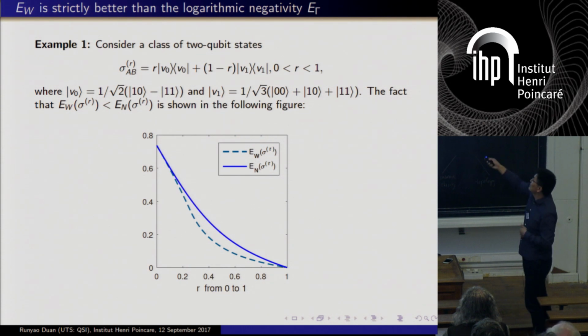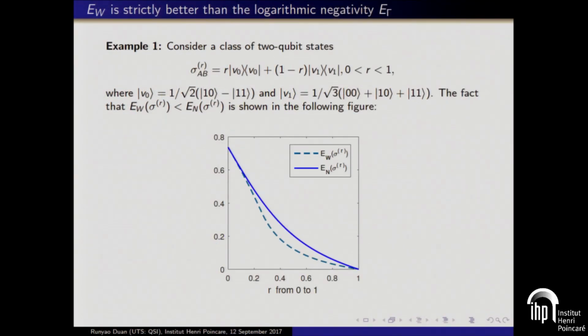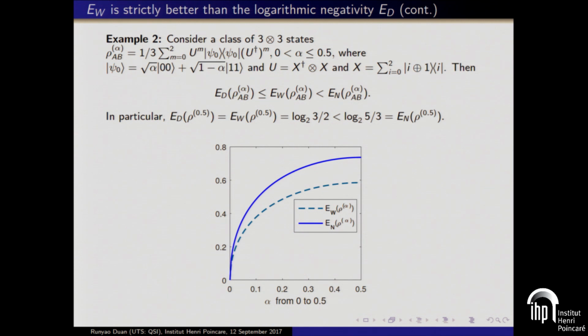Okay, so we can take some class of states, like 2 by 2 qubits here, and then we can calculate this En and the EW, and we find that in many cases, this EW is strictly less than this En. Okay, but unfortunately even for this case, we don't know the value of this ED, because ED is too difficult. Also, there is another class. We can actually show that for this new class of states, 3 by 3, ED and EW are equal. They are equal, but they are strictly less than this En. So it's a very special state.